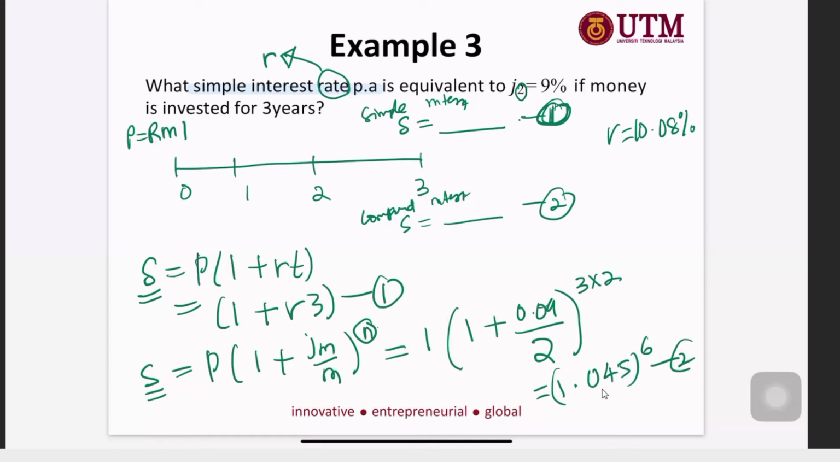Okay, wait. So now you can equate. Equate the first one equal to the second one. So 1 is equal to 2. So 1 plus 3R is equal to 1.045 to the power of 6. Okay.